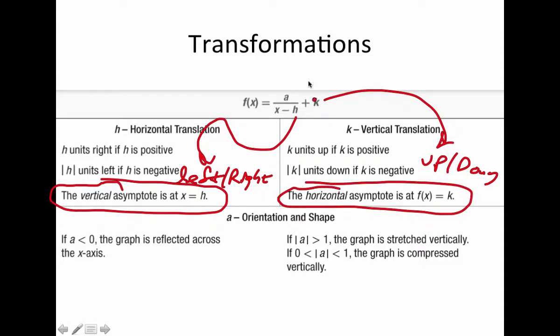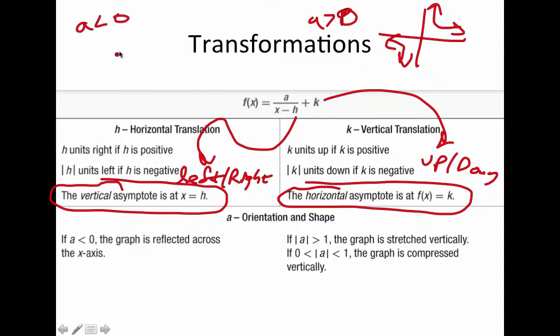And then a, if a is positive, if a is greater than 0, I'm going to be like this, upper right, lower left. And if a is less than 0, I'm going to be upper left, lower right. It's just like being reflected. If a is a bigger number, it's going to be stretched vertically, which means it'll just go up a little faster and be rounded off a little bit quicker. We'll take a look at that.